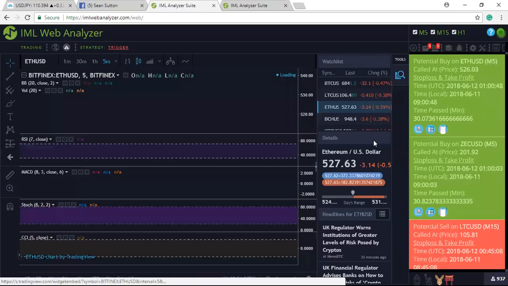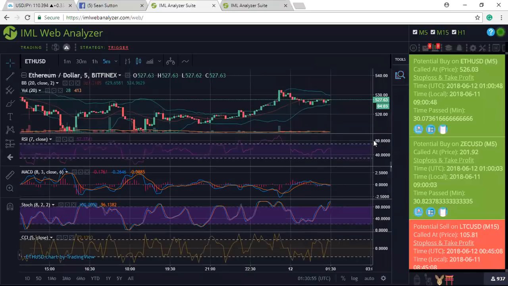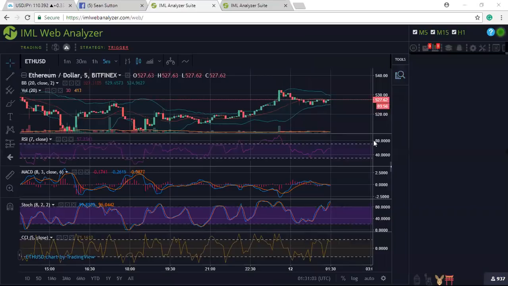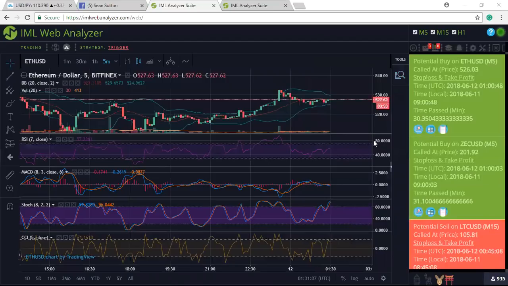Make a note of that and you'll be good to go. This was called 30 minutes ago as a buy. And let's see here. As a buy, it was called.